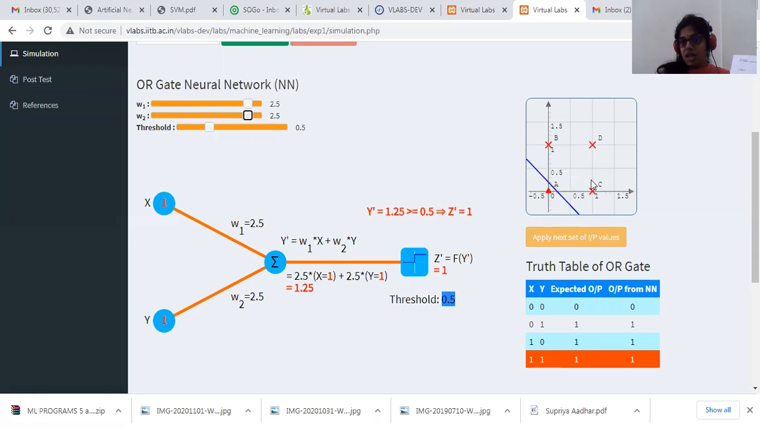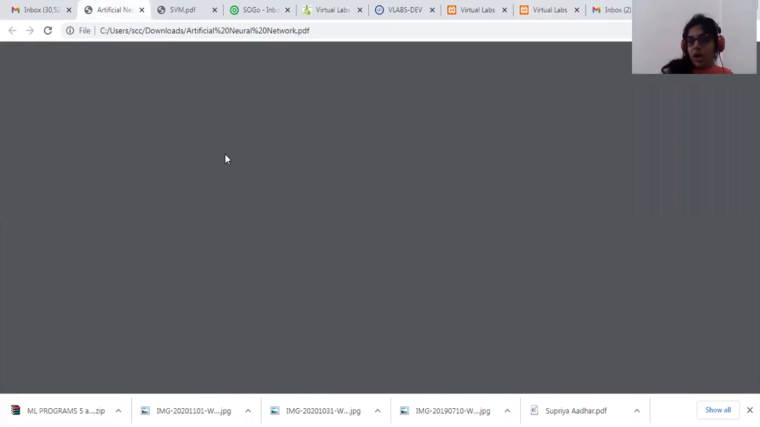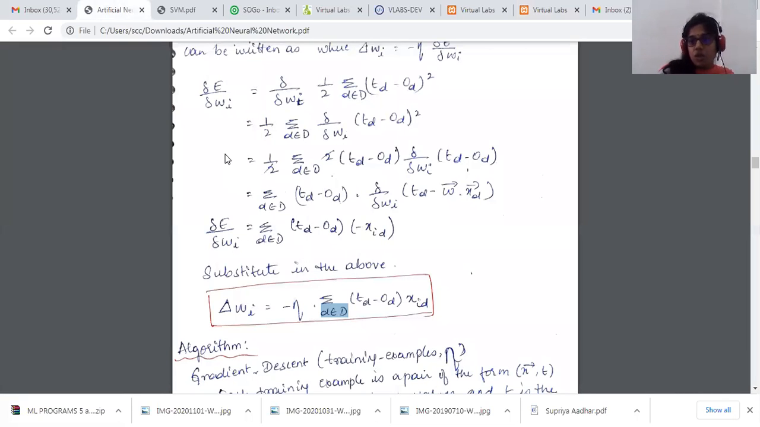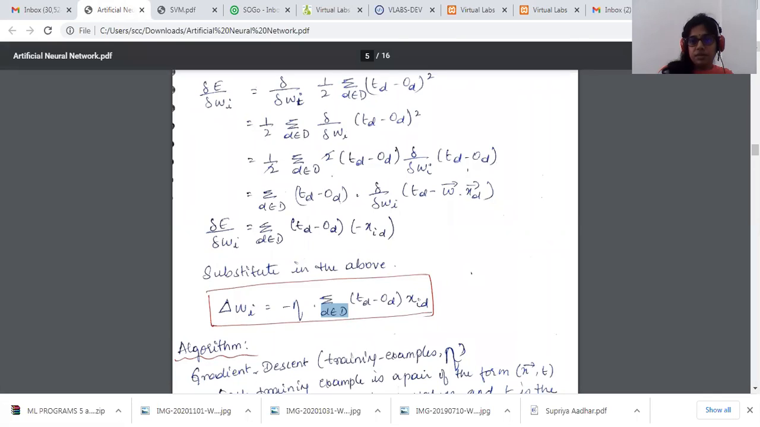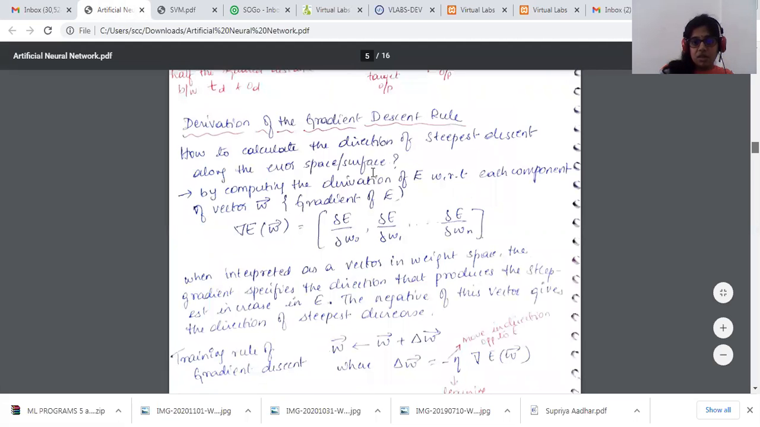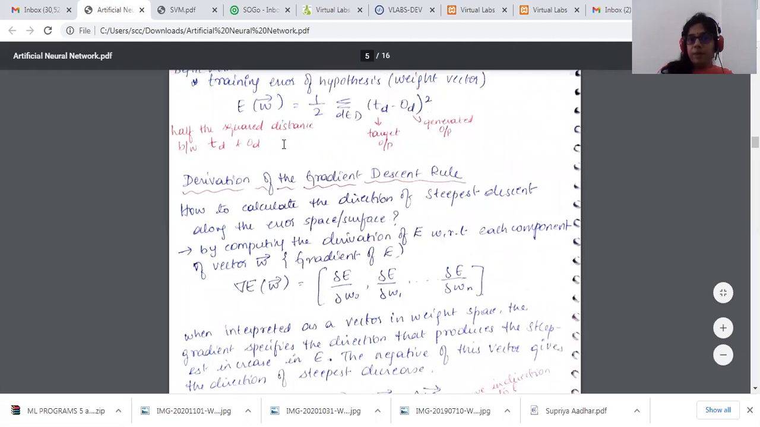So this is how the background knowledge of it works. Let me just show you the theoretical part of it. What is gradient descent? Give me 1 minute. Yeah, so we already saw this, right?